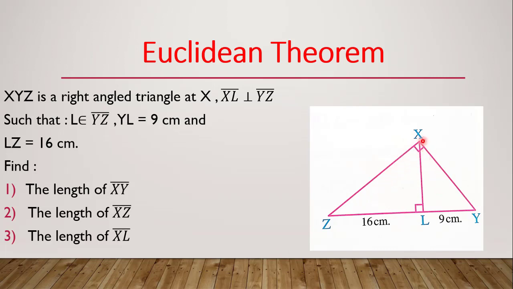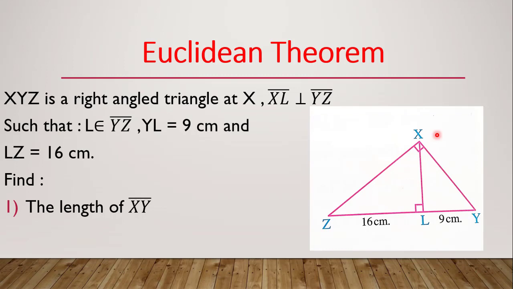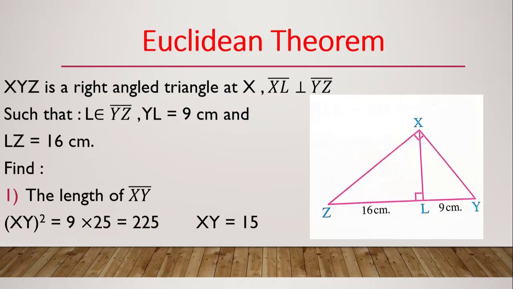So I can calculate it using the rule XY power 2 equals the projection of XY multiplied by the hypotenuse. The projection of XY is 9 centimeters here, and the hypotenuse is 9 plus 16, which is 25. So XY power 2 will be 9 multiplied by 25. 9 is the projection of XY on the hypotenuse, 25 is the length of the hypotenuse. It will be 225. To get XY only, I'll take the square root of 225. It will be 15 centimeters.